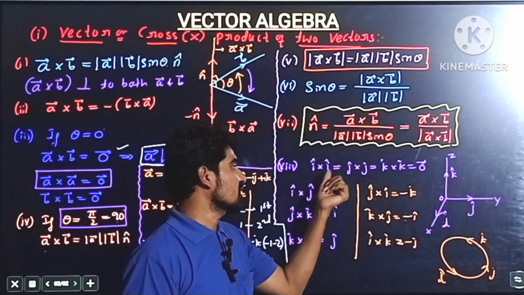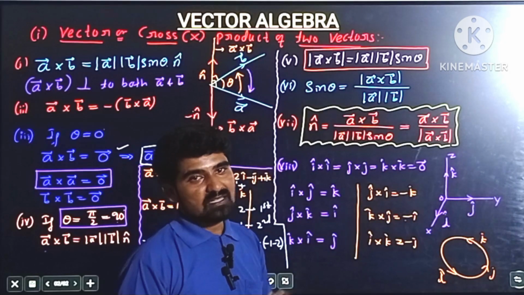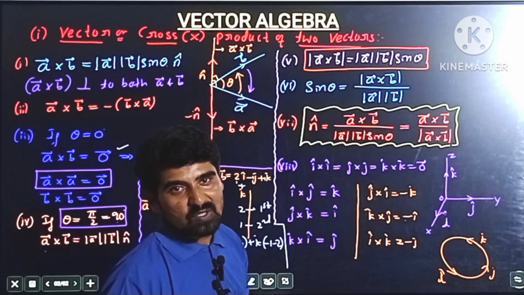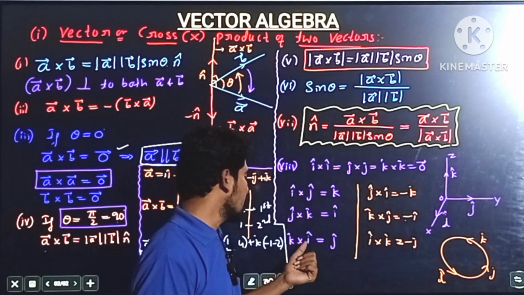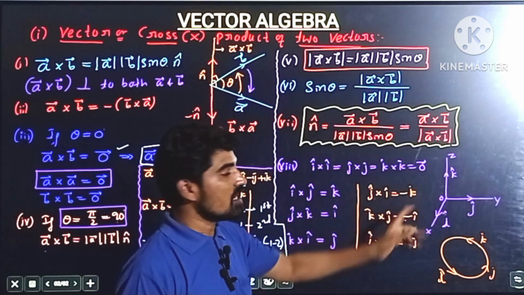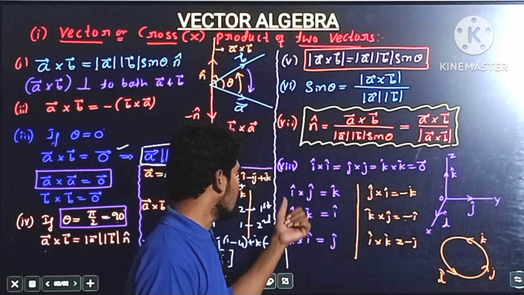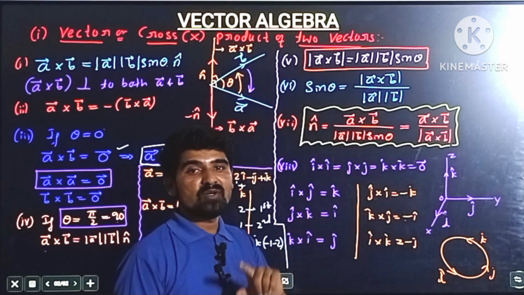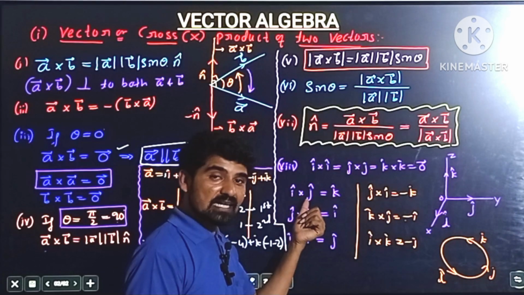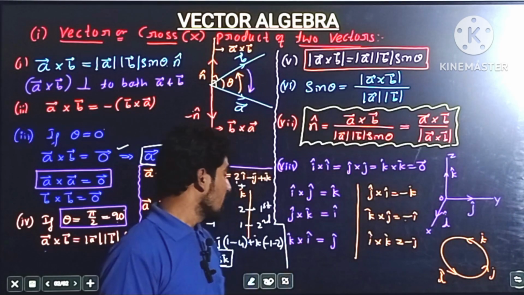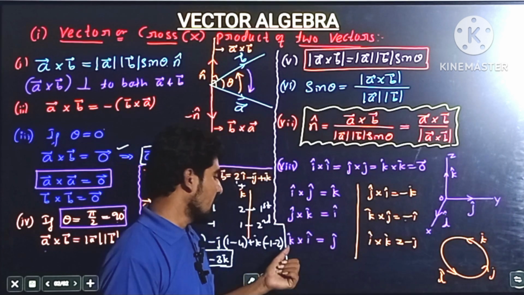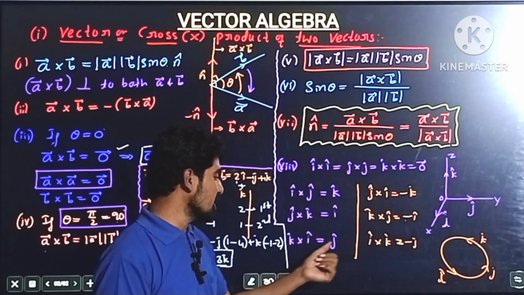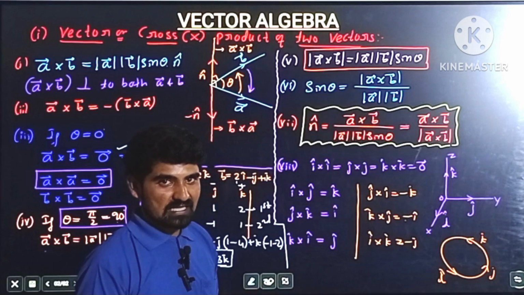And the value of i cross i, j cross j and k cross k is equal to 0 vector, because they are parallel to each other. And for i cross j, j cross k and k cross i, because i, j, k are mutually perpendicular to each other, the cross product of i and j is the unit vector perpendicular to i and j, which is k cap. And j cross k, the unit vector perpendicular to j and k, is i cap. And the unit vector perpendicular to k and i is j. Therefore, k cross i is j cap.